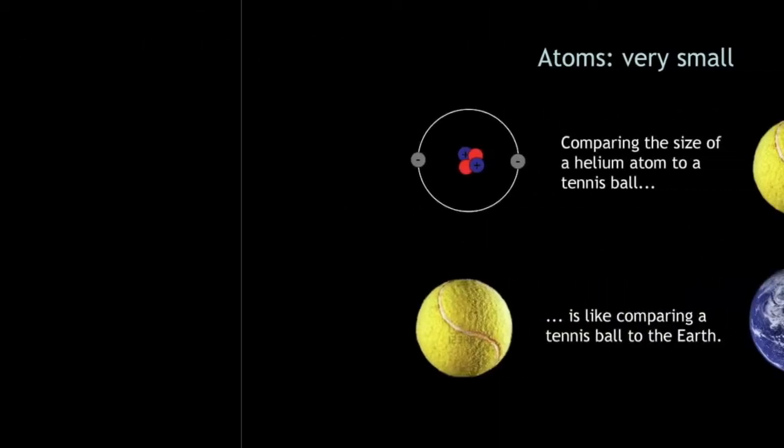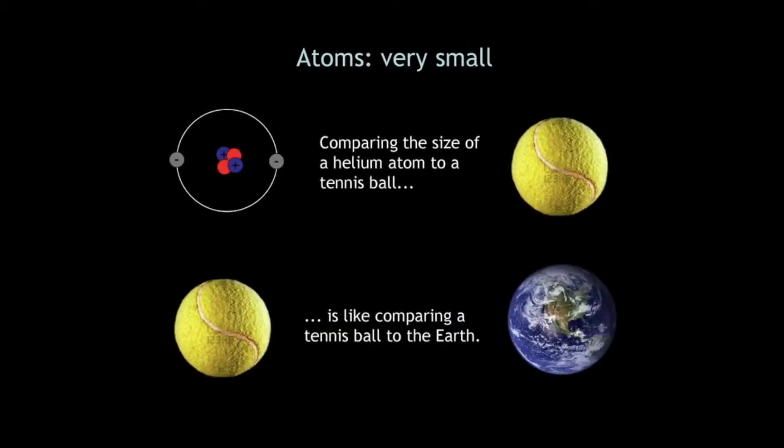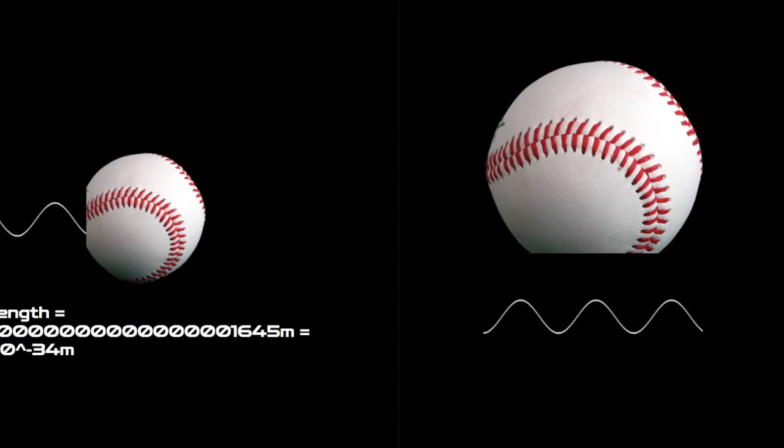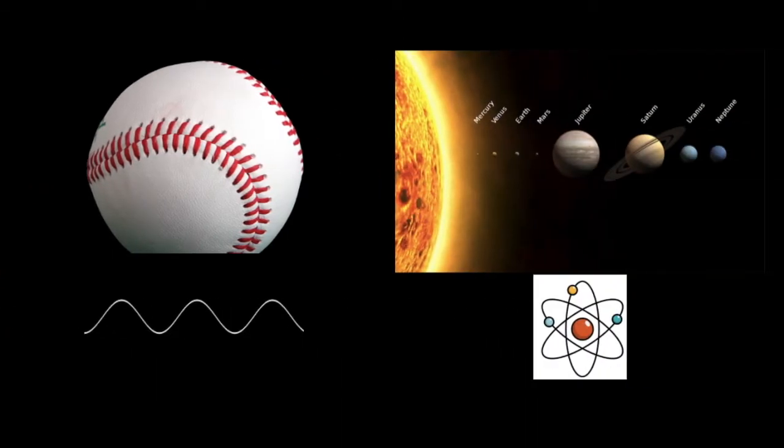For instance, a baseball thrown at 100 kilometers an hour has a wavelength on the scale of 0.0000000 and so on 1 meters, with 33 zeros. For reference, this wavelength is much smaller compared to a baseball than a single atom is compared to our entire solar system, so it really doesn't matter much on a human scale.